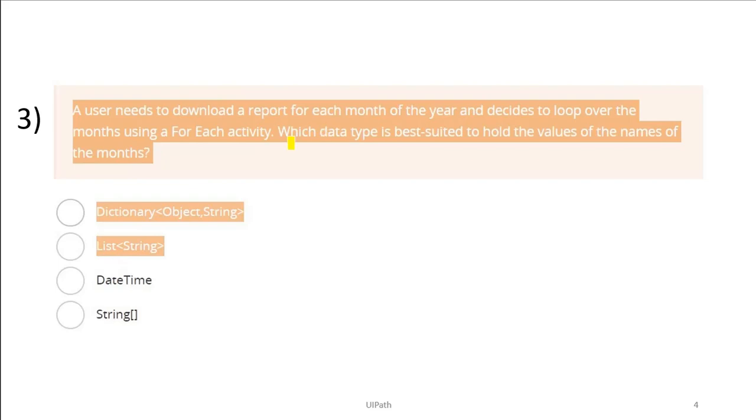And which data type is best to hold the values? From the output, we need to hold some values, so for that we need to choose a variable. Here, for each month of the year, there is going to be a list of values. That is the assumption we have. So the answer would be list of string. My friends, this is my answer.